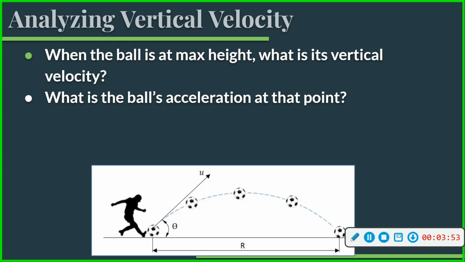So when the ball is at maximum height, what is its vertical velocity? 0. Right? That's one of those things that you know because it's got to reach a point where it slows down and stops. And it stops at that maximum height and then starts back down again. Okay? So vertical velocity is going to be 0. And then what is the ball's acceleration at that point? -10. Always -10, always downwards, always good.